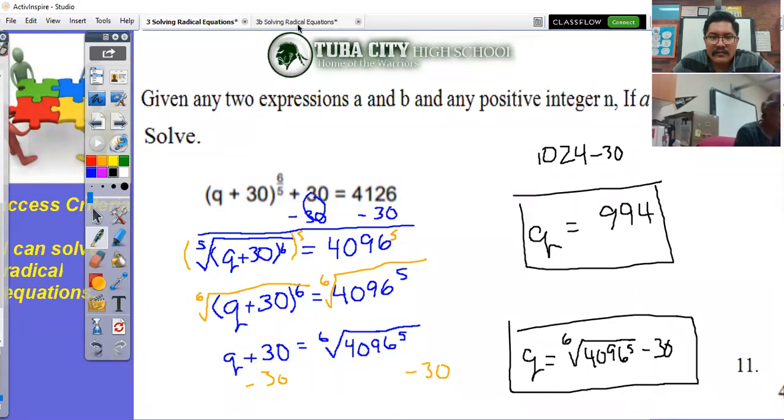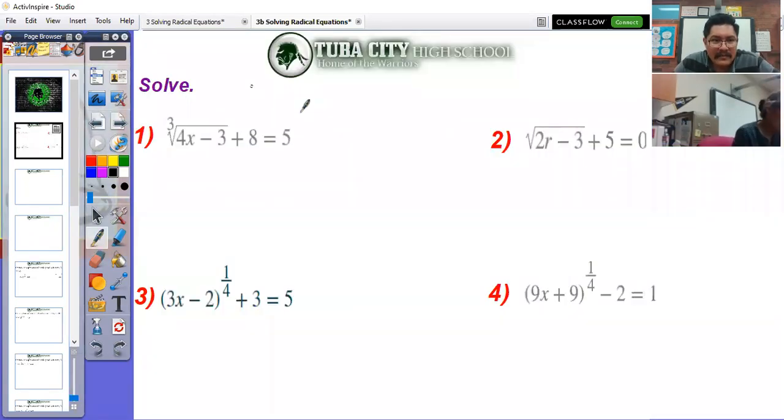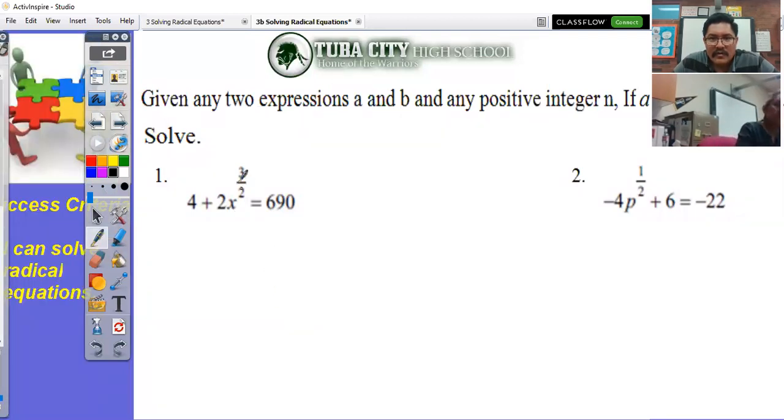So let's go ahead and go on to what we're doing today. So we're doing more with solving radical equations. Oops, skip the bell work. So we're going to work some more with these rational exponents and solving these radicals because we're going to have to turn these into radicals in order to solve them. So take a second if you need to copy these down.